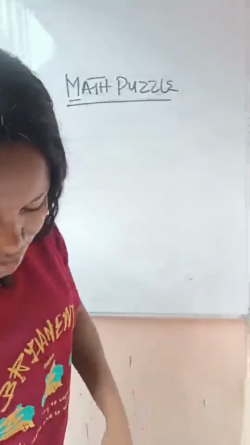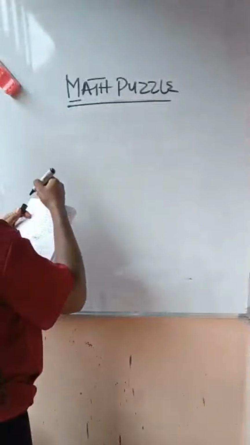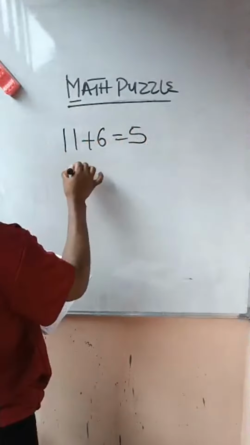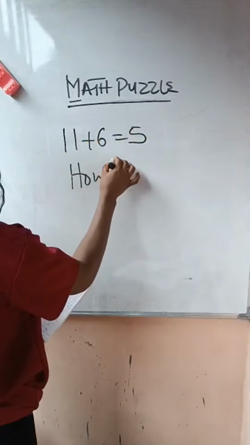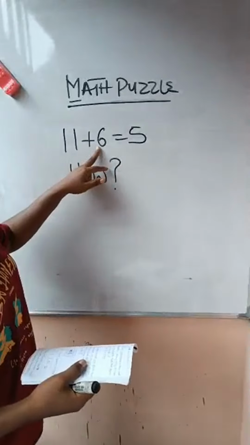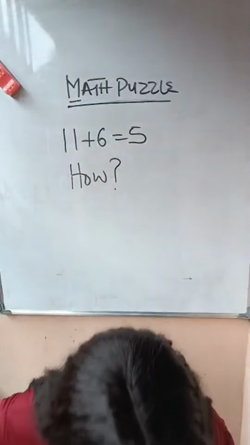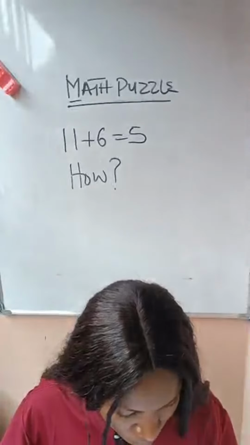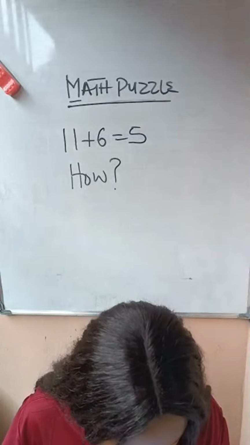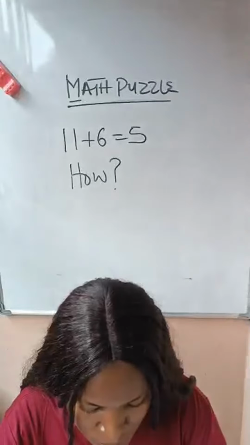Now, this next one is saying 11 plus 6 equals 5. How? Now, this is correct. The question is, how is this possible that when you add 6 to 11, you get 5? How is that possible?